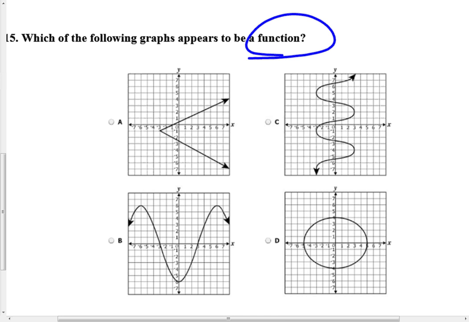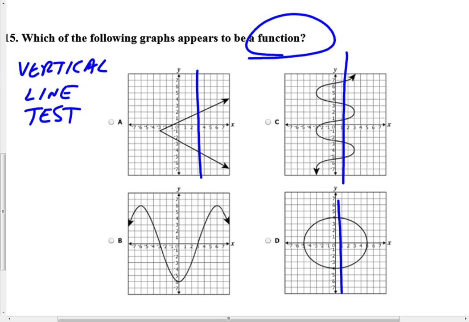Circle that word and write down vertical line test. Which way does vertical go? Up and down. Make some vertical lines. Which one is not like the others because of that vertical line? Number 2. I mean B.